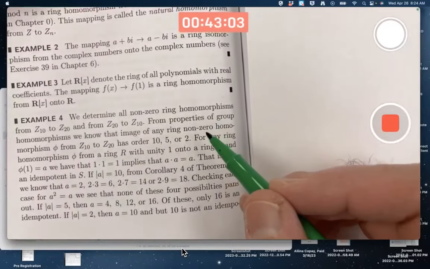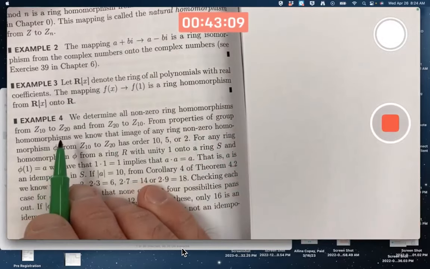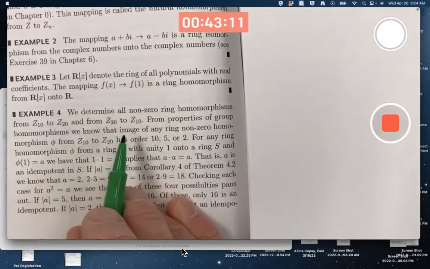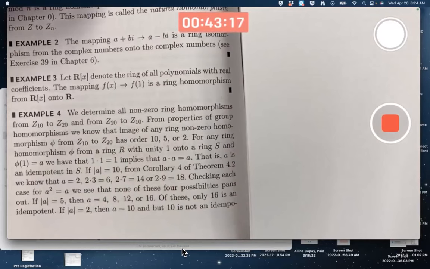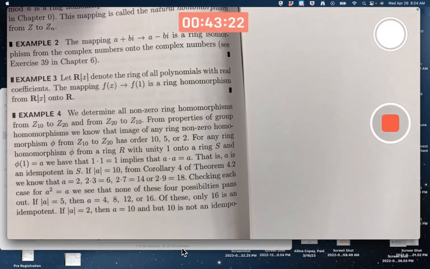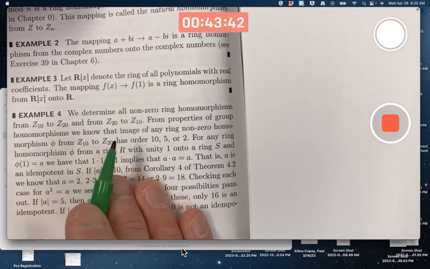So in example 4, the author is determining all non-zero ring homomorphisms, both from Z10 to Z20 and from Z20 to Z10. Non-zero ring homomorphisms, remember that the function that maps every ring element to the zero element would be a ring homomorphism. Also a group homomorphism. If you're mapping everything to zero, it's trivially a homomorphism. Definitely not one-to-one, definitely not onto. Not very interesting. So we're going to restrict ourselves to non-zero ring homomorphisms.